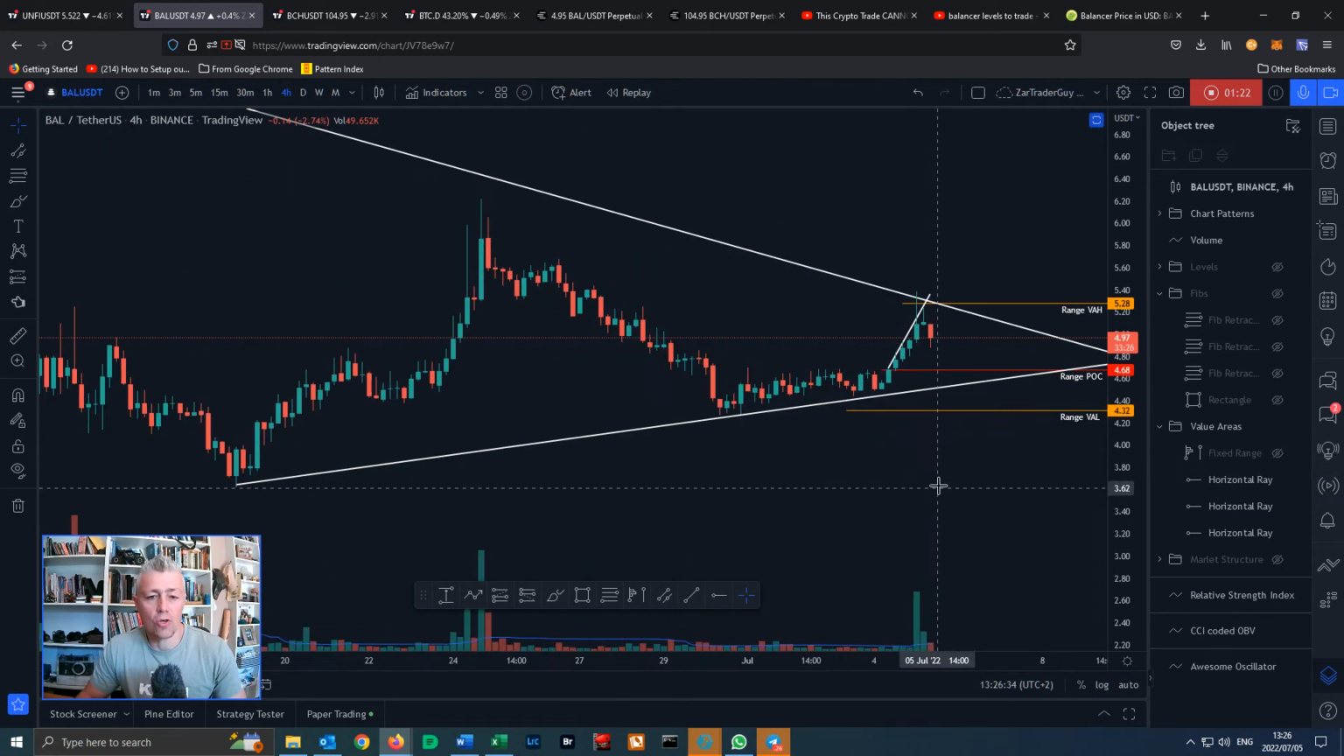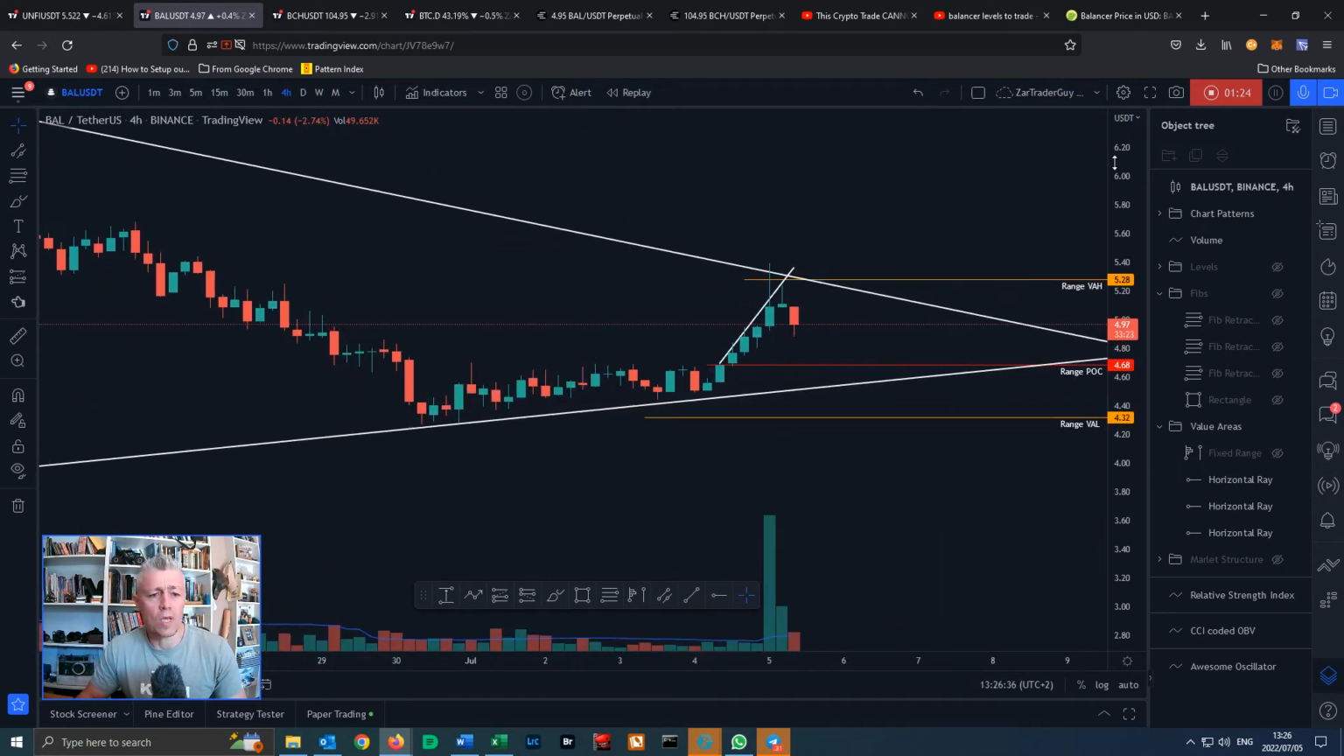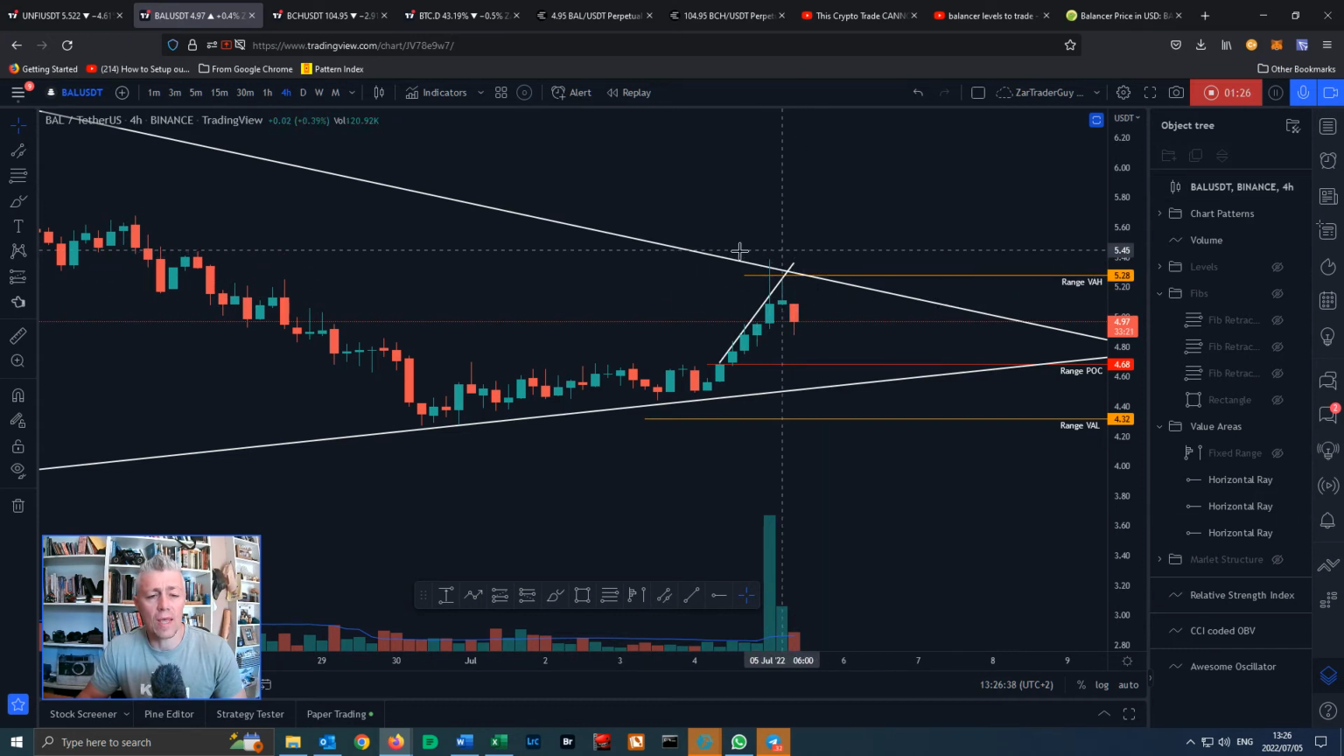And I actually took a short here this morning because I saw this huge rejection candle over here. That normally means that there's a lot of sellers coming in at that range value area high. Generally for me, I want to be shorting at a range value area high and longing at a value area low. You don't normally want to get in at a range POC unless you see some kind of bullishness in the market.